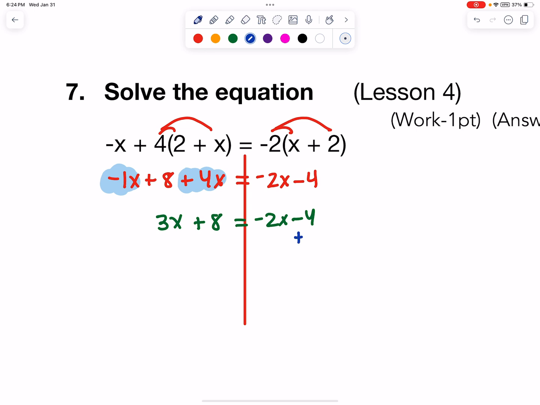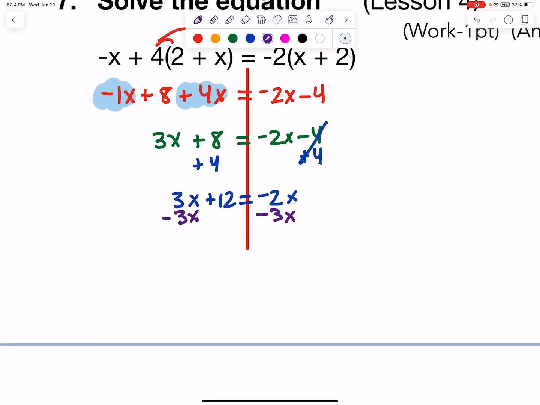So why don't I go ahead and do plus 4, plus 4. That makes that go away, and we're left with 3x, 8, 9, 10, 11, 12. So plus 12 equals negative 2x. We need to move that x over. So I have to do minus 3x, minus 3x. We're not doing the dividing until the very end. That goes away, and we're left with 12 equals negative 5x.